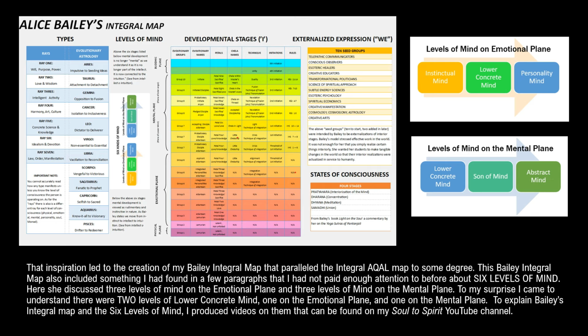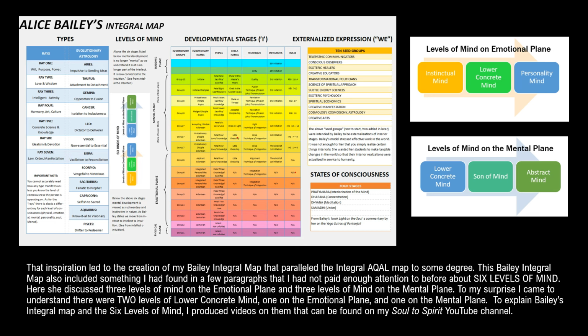That inspiration, and maybe even a little bit of envy, led to the creation of my Bailey integral map that paralleled the integral A-qual map to some degree. This Bailey integral map also included something I had found in a few paragraphs that I had not paid enough attention to before, about 6 levels of mind in the Bailey books. Here she discusses 3 levels of mind on the emotional plane and 3 levels of mind on the mental plane. And to my surprise, I came to understand that there were 2 levels of lower concrete mind. One that she said existed on the emotional plane and one on the mental plane.